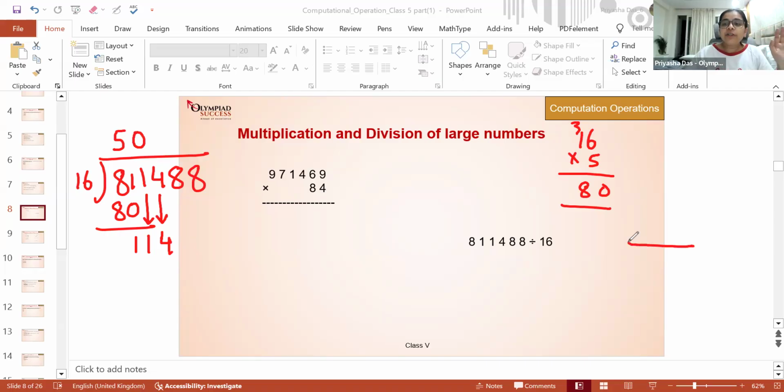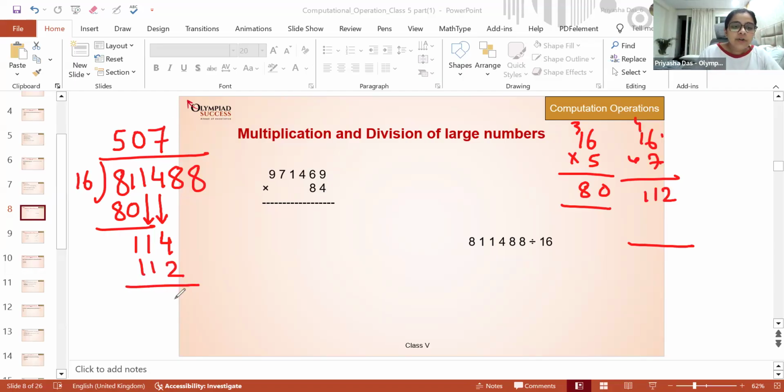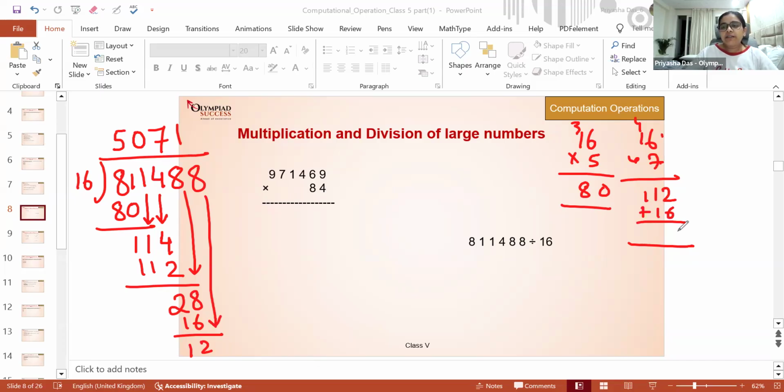Okay. Now you will do the next number, 16 times 7. 6 times 7, sorry, 42, 4, 11. 112 is closest. So 7 here, 112. 2 is the remainder. 8 comes down. 28. I'll take 1. I'll keep 16. I'll get a 12. I'll bring 8 down and 16 times 8 plus 16. Yes, it works. So 128.